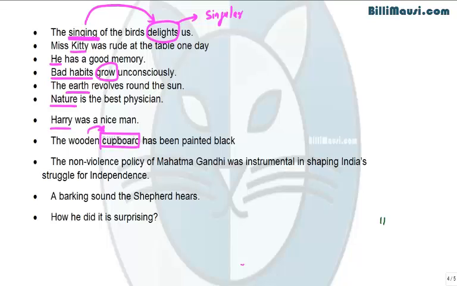The non-violence policy of Mahatma Gandhi was instrumental in shaping India's struggle for independence. So the subject here is Mahatma Gandhi? No, the subject is not Mahatma Gandhi. What is the subject? The non-violence policy? It is also not correct. What is the correct answer? The correct answer is just policy. What is the subject? Policy. Non-violence is merely qualifying policy and is giving additional information about policy. So you need to match this subject with the correct verb. The correct verb for policy is was. So hope you have understood what I am trying to convey.